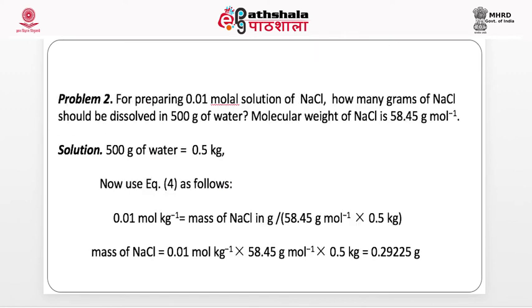For preparing 0.01 molal solution of NaCl, how many gram of NaCl should be dissolved in 500 gram of water? Remember, the molality has to be calculated. So, 0.01 is the molality. Molality equals mass of NaCl in gram divided by molecular weight into mass of the solvent in kilogram. Remember, this is 500 gram. Convert it to kilogram, it is 0.5 kilogram. So, if you use this, you can get this answer. Remember, the point is the conversion of gram into kilogram is very important.